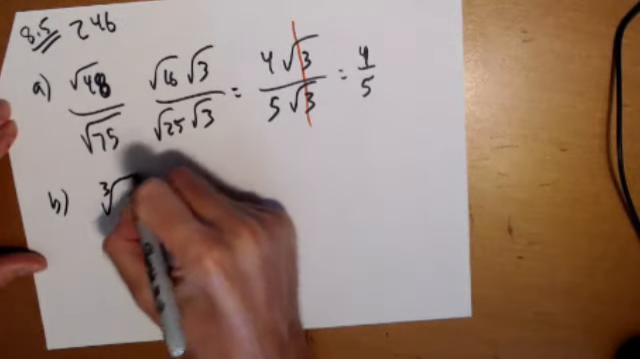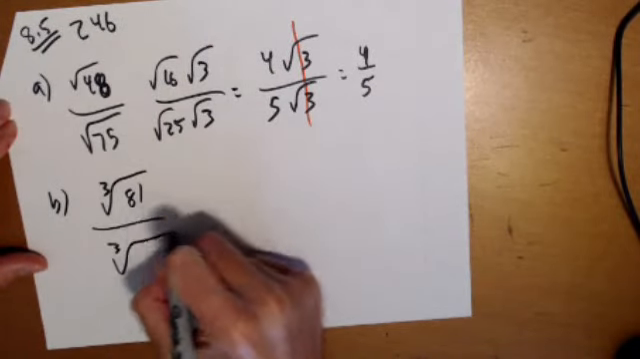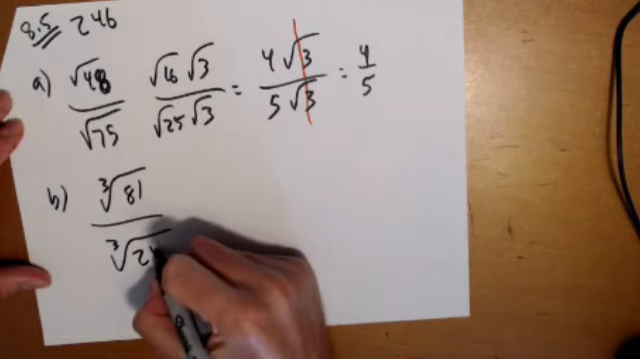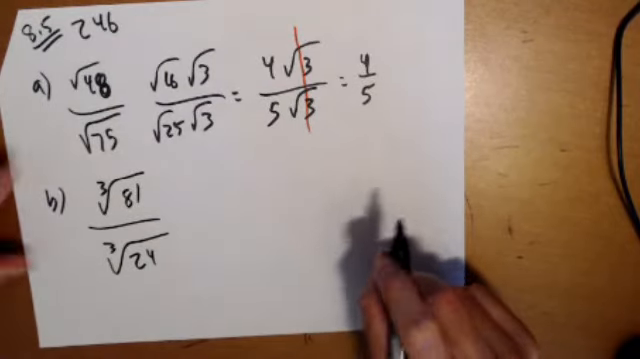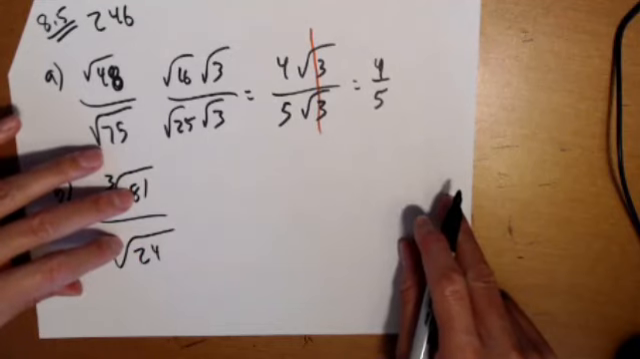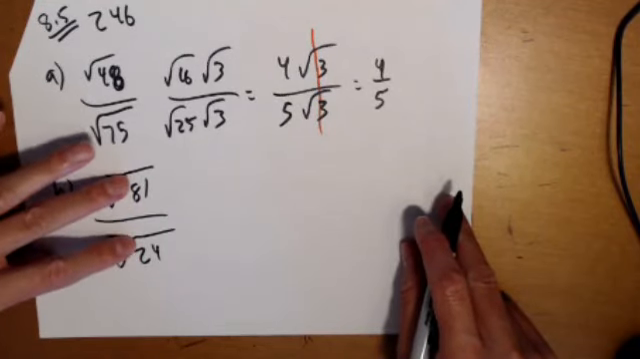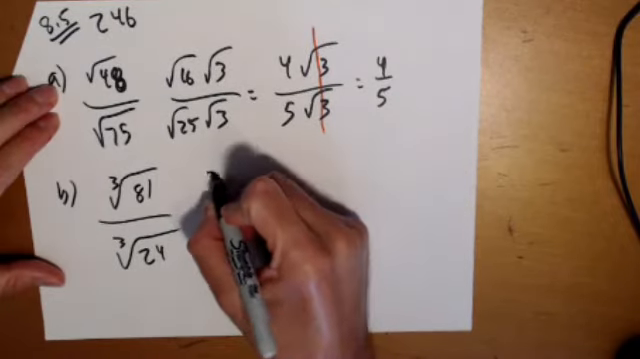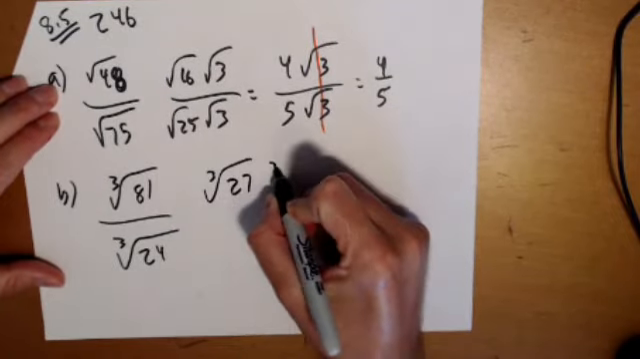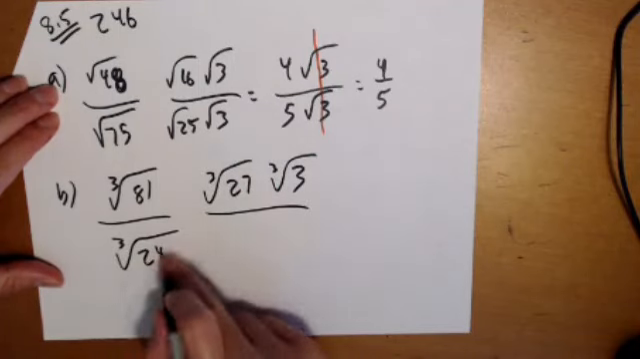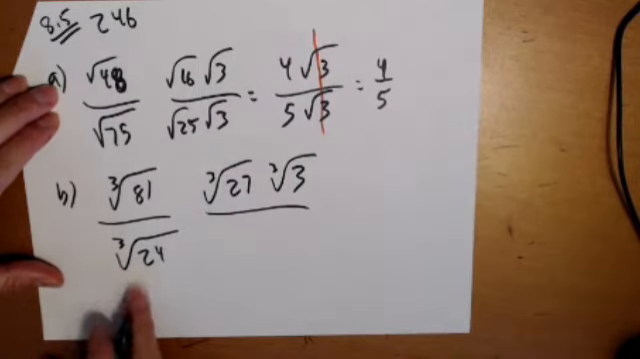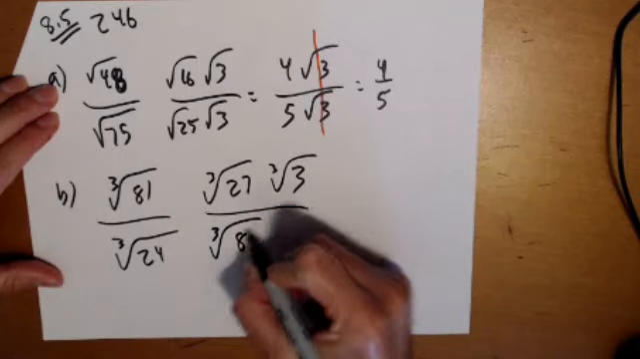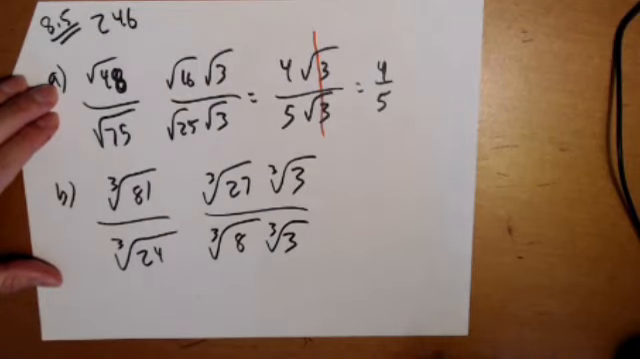B, cube root of 81 over the cube root of 24. Again, I know my cube roots pretty well. They have the list of all the cube roots, or you could just keep breaking it apart. But I'm going to write this as the cube root of 27 times the cube root of 3. 3 times 27 is 81. Cube root of 27 happens to be 3. Do I recognize any cube roots in 24? Yes, 8. Leaving me, see, 8 times 3 is 24.